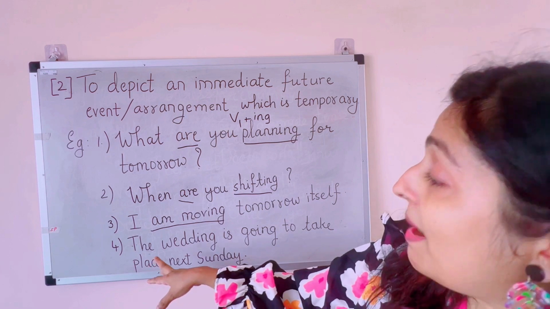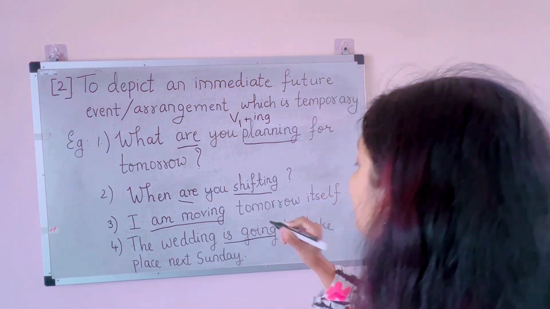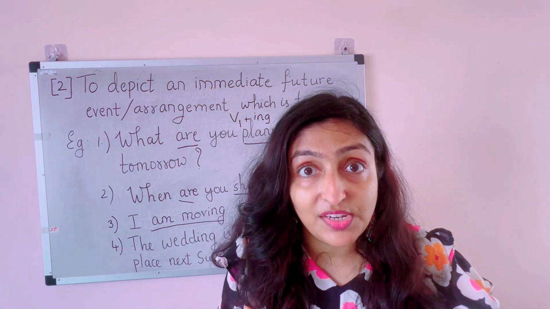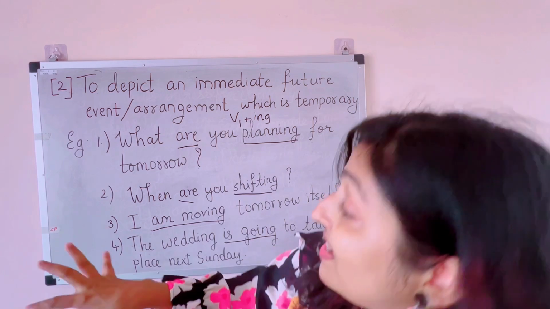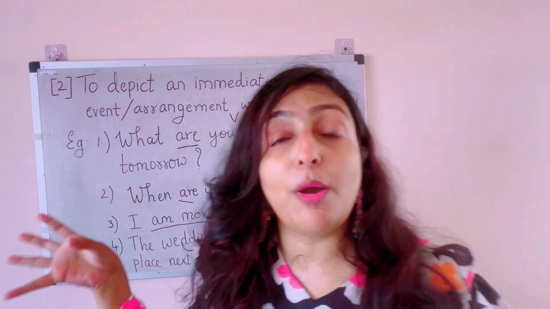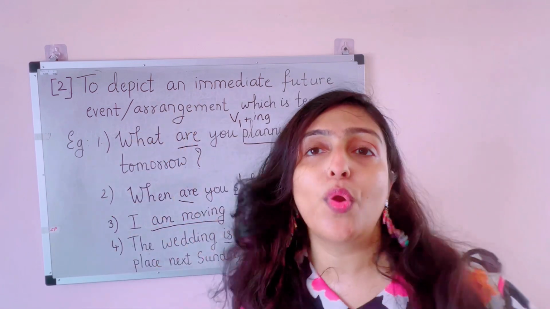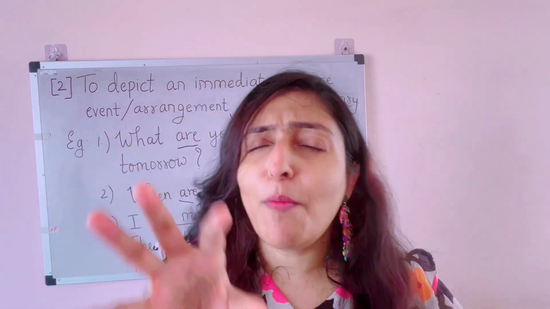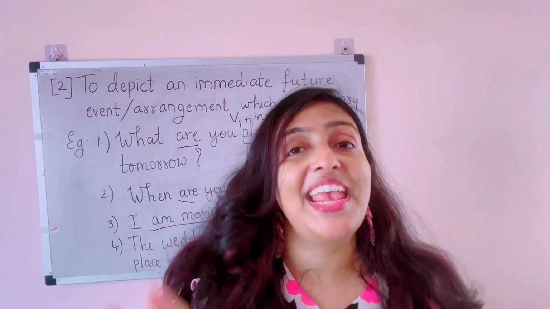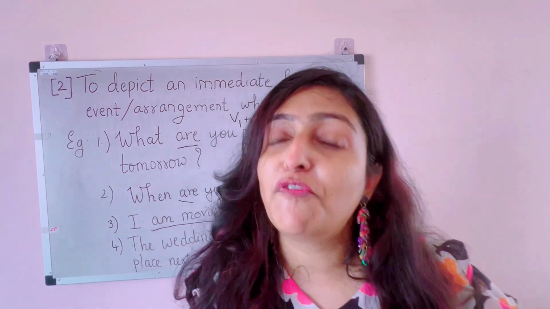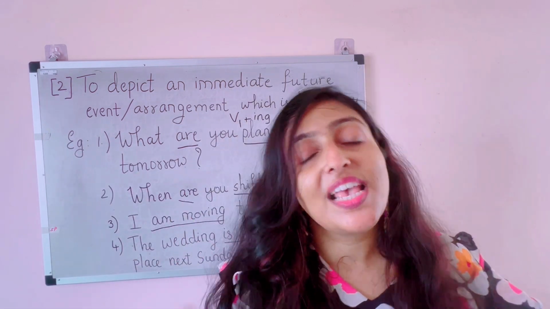The fourth example is, the wedding is going to take place next Sunday. So whether it is your transfer, your shift, your weekend plan or the wedding that is about to take place, there is one thing common among the four, and that is a momentary or temporary event which is taking place in the immediate future, and in such situations and scenarios we use present progressive or continuous tense.